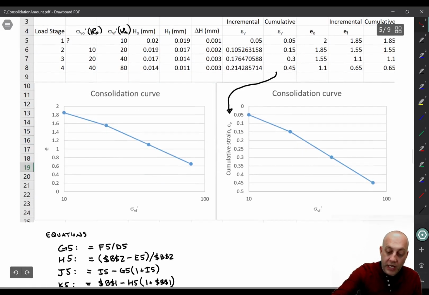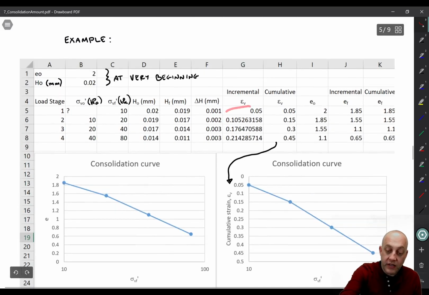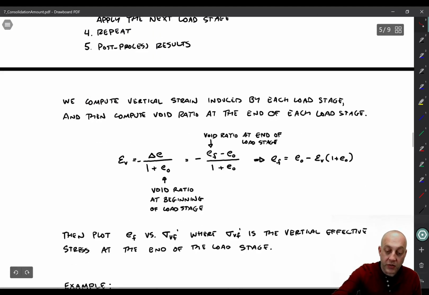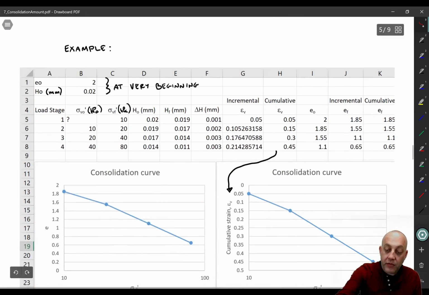And then we had a minus G5, which is the incremental strain times 1 plus E naught. So the equation we're using is this equation. But the strain we're using is incremental, not cumulative. And we get this column for final void ratio.